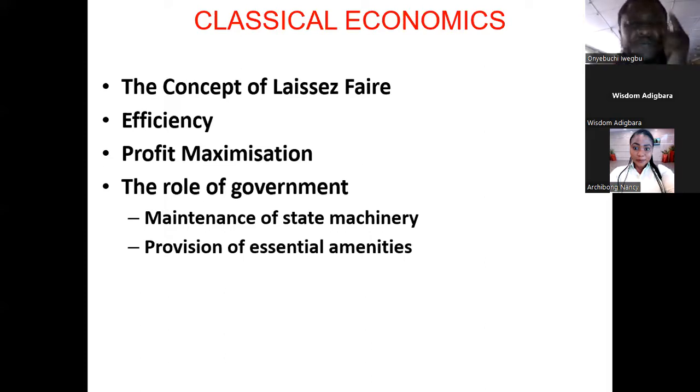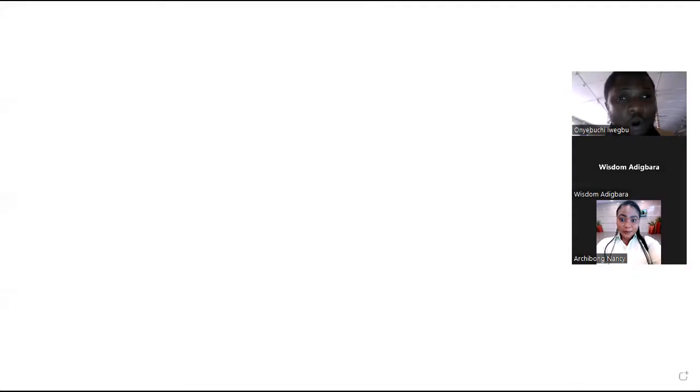The second one is the provision of essential amenities. Another word for the essential amenities is public goods. That's another word for the essential amenities. They are called public goods. What do I mean by public goods?